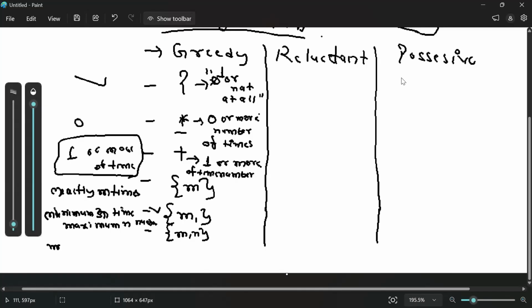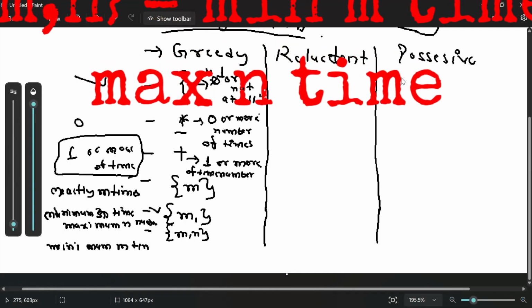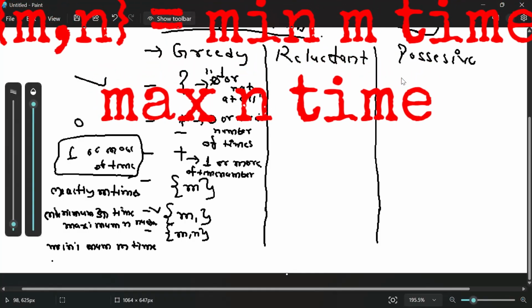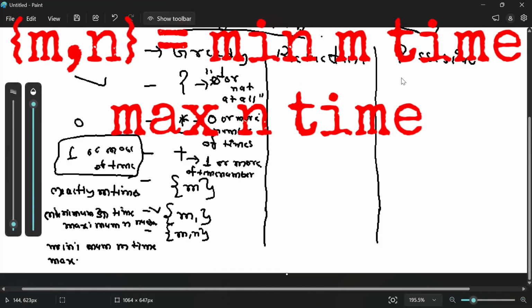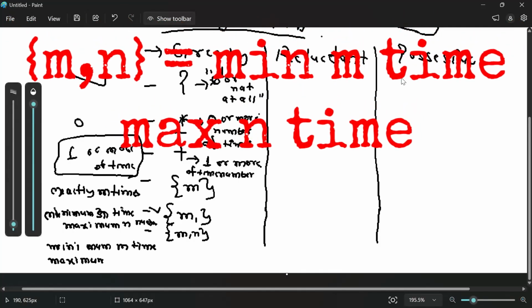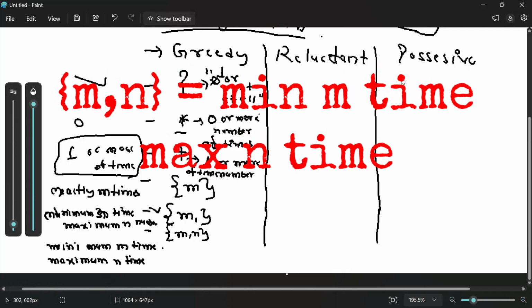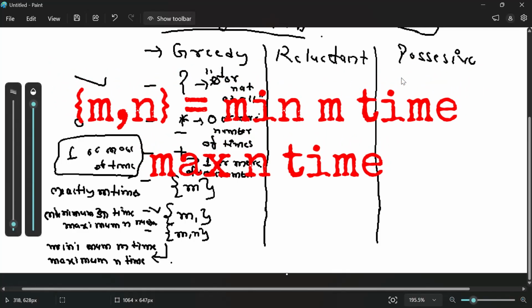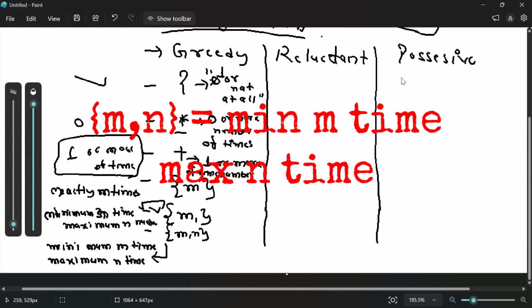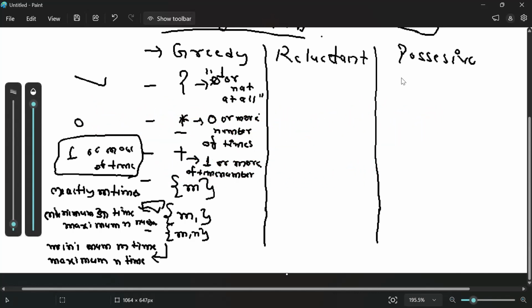M comma n means minimum m times and maximum n number of times. This is the depiction of m comma n, m comma, and then m. So this is what the greedy quantification means.